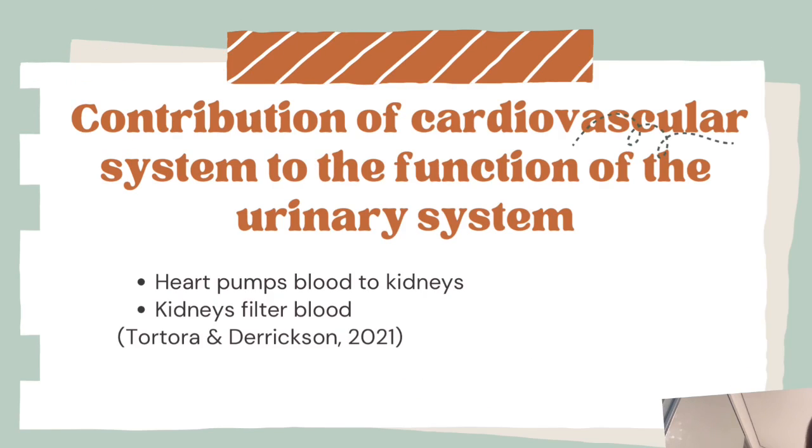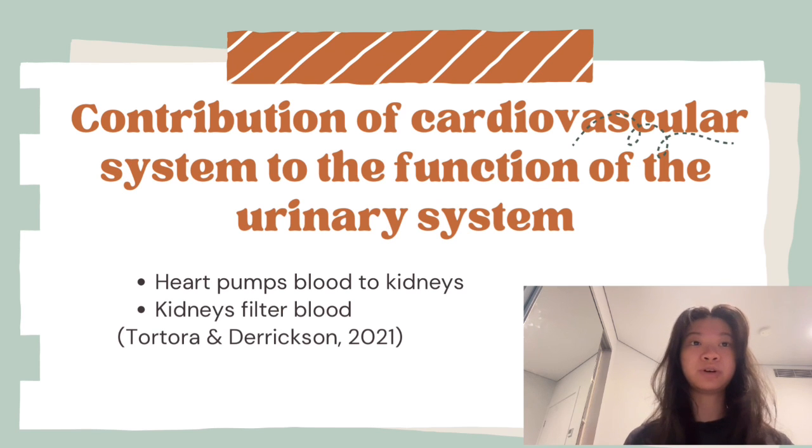So what's the contribution of the cardiovascular system to the function of the urinary system? The heart pumps blood through the blood vessels, and about 20% of the blood is directed to the kidneys. In the kidneys, the blood is filtered, and essential substances like nutrients are reabsorbed back into the blood, while waste products are left behind to get excreted from the body. This means that without the cardiovascular system and without the heart pumping blood, the kidneys would not be able to filter the blood effectively.